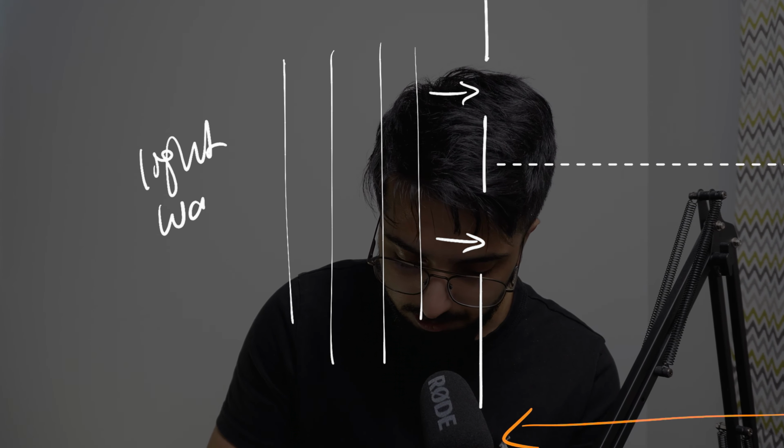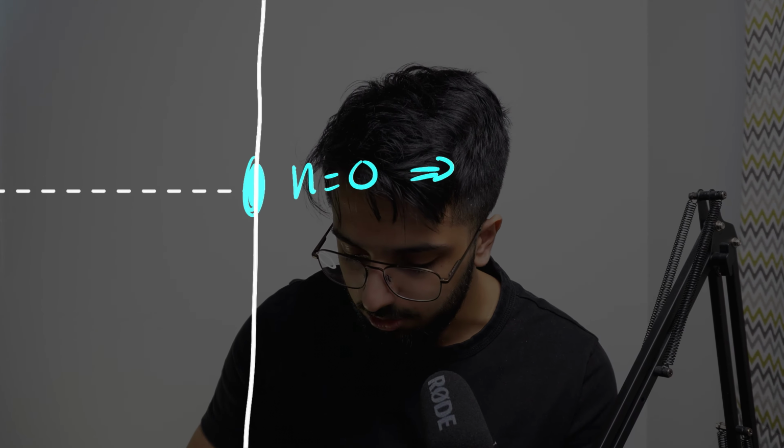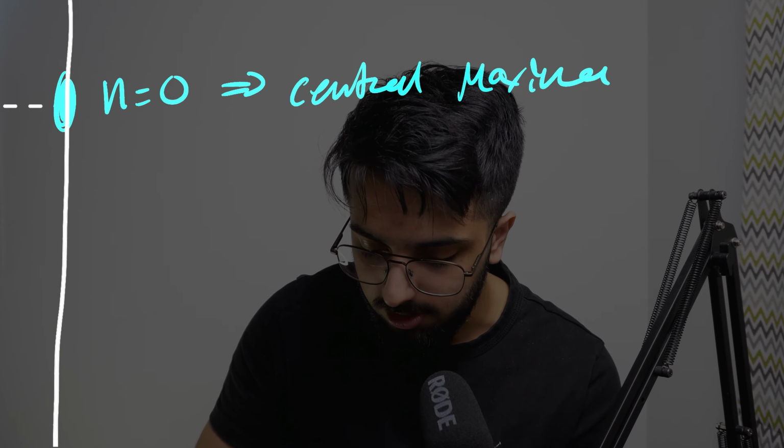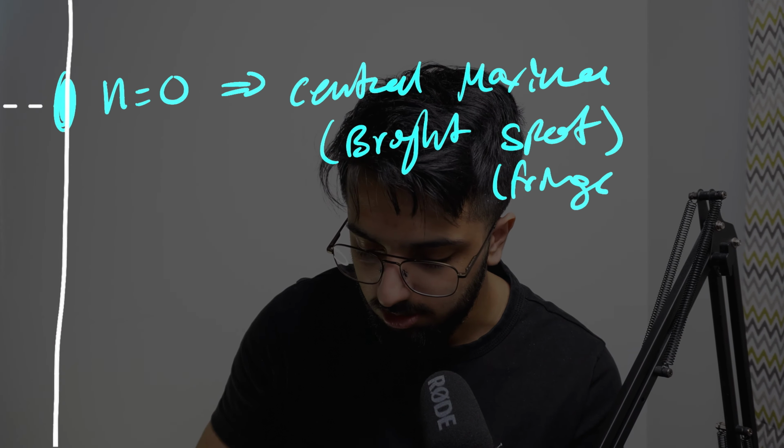So this is our light waves here, okay? There we go. Now, L is obviously, again, in meters, right? Now, again, we know from our previous video that we are going to have a bright spot right here. This is our n is equal to 0, and that's our central maximum, okay? And this is obviously a bright spot, or we can put bright fringe, it's the same thing.